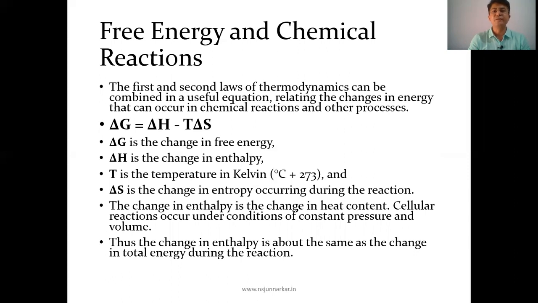The first and second law of thermodynamics can be combined in a useful equation relating the changes in energy that can occur in chemical reactions and other processes. Delta G is equal to delta H minus T delta S, where delta G is the change in free energy, delta H is the change in enthalpy, T is the temperature in Kelvin, and delta S is the change in entropy occurring during the reaction.